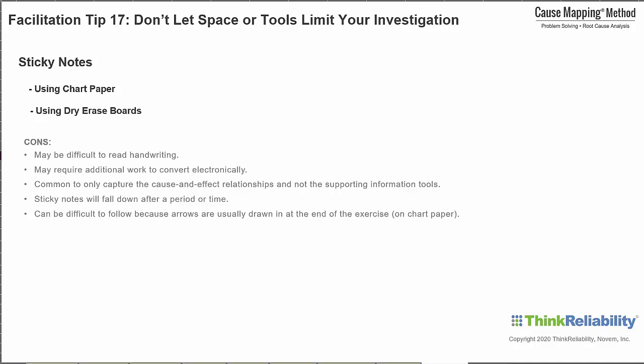Additionally, as you're using sticky notes, I think it's pretty common to just document the cause and effect relationships and not some of the supporting information. So sometimes you're leaving out evidence or pieces of the timeline. You might not be documenting everything as effectively as if it were just in Excel. And as I previously mentioned, it can be difficult to follow if you're working on chart paper and you're drawing those arrows in at the end. So if you find that the team is getting a little bit confused, go ahead and pencil in those arrows, knowing that you might have to redraw them later.